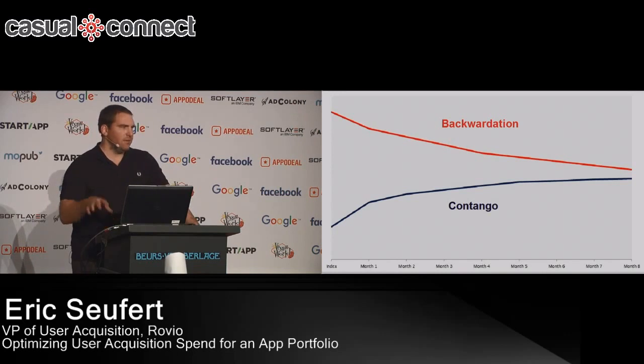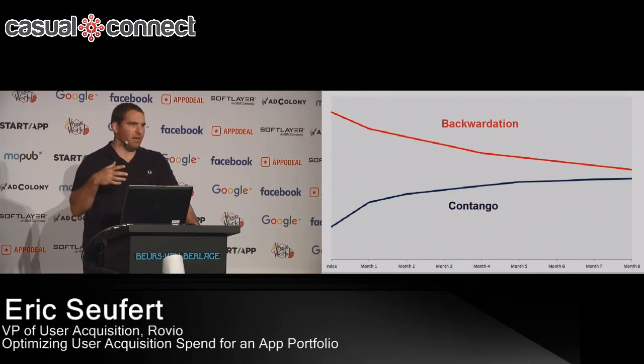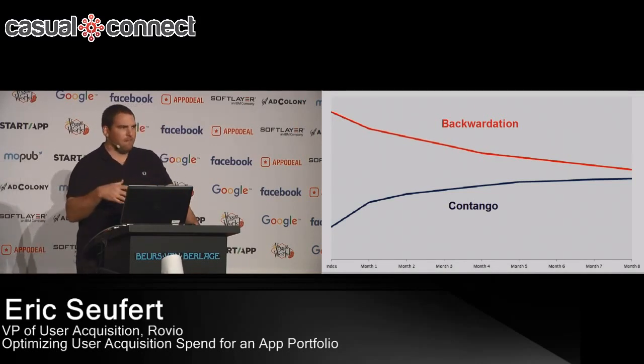So I think you have both of these states existing in the market for ad impressions, right? Because the value of that ad impression is very much dependent on your app. So I might get more value from purchasing an ad impression than you would. And so for me, this market is in backwardation.